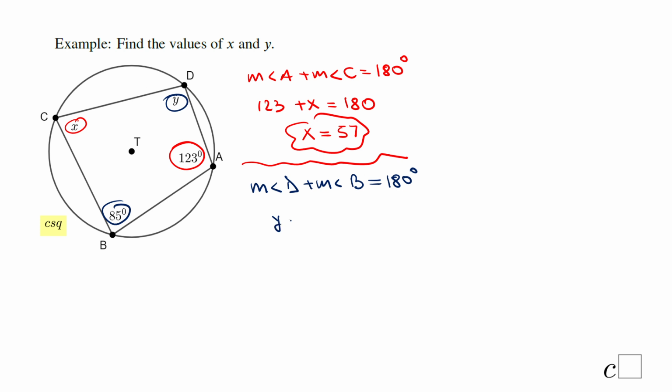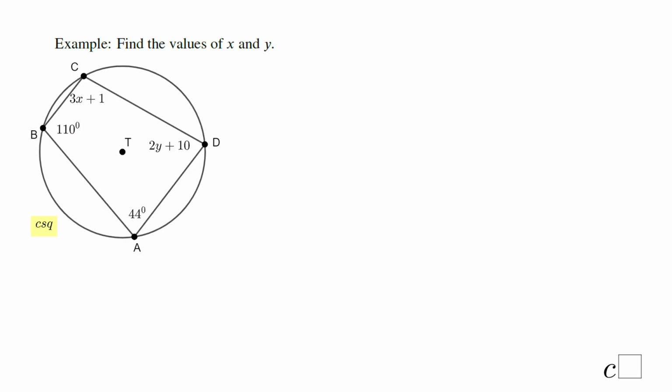So we're going to have y plus 85 equals 180. Subtract 85 and we have 95 degrees. A very simple and straightforward problem, but the next example is very similar, only we have an expression. So what will be here?